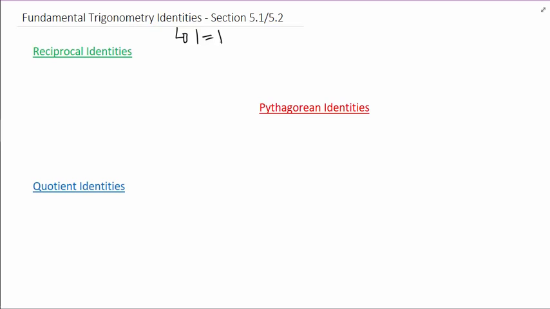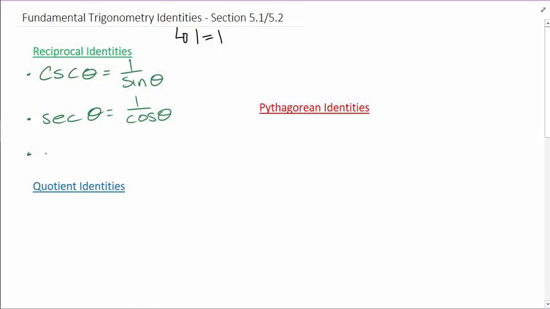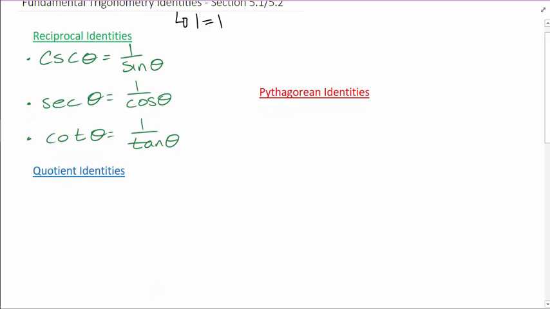Itself equals itself. So some of the reciprocal identities that we already know, reciprocal meaning the flipped version, one of them is that the cosecant of theta is equivalent to 1 over the sine of theta. A second one here is that the secant of theta is equivalent to the reciprocal of cosine, and the cotangent is equal to the reciprocal of the tangent. And one thing to know about those is that the left and the right side are exactly the same. They are identical.